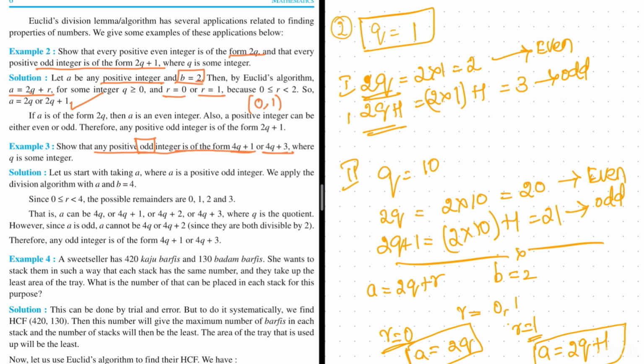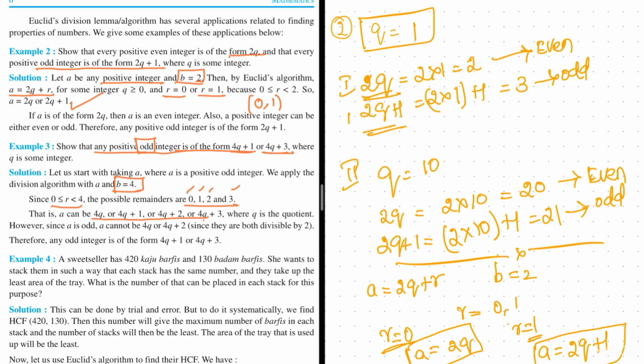Here we are going to take the value of b as 4, and when we apply it in the form, r can have these values. r will be less than 4, so 0, 1, 2 and 3. So we can have the possible values as 4q, 4q plus 1, 4q plus 2 and 4q plus 3. All these values are possible.